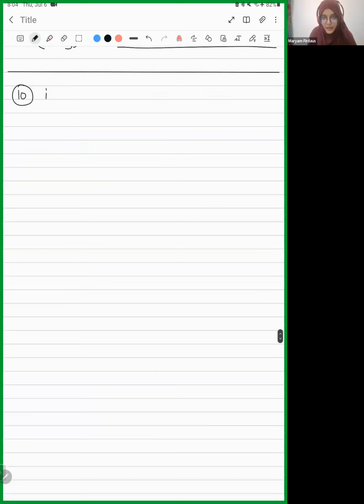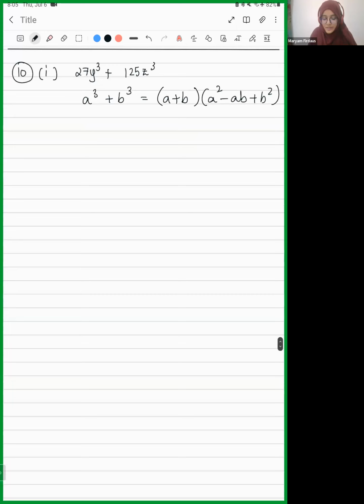The first part is 27y cubed plus 125z cubed. Okay. So this can be written as a cube plus b cube, right? And we have just seen what was the expansion for that? A plus b into a square minus ab plus b square, right? Yes, ma'am. Okay. So over here, what is a and what is b? 27y cube can be written as? 3y whole cube. Yes, very good. 3y whole cube. And what can 125z cube be written as? 5z cube. Very good. 5z whole cube.